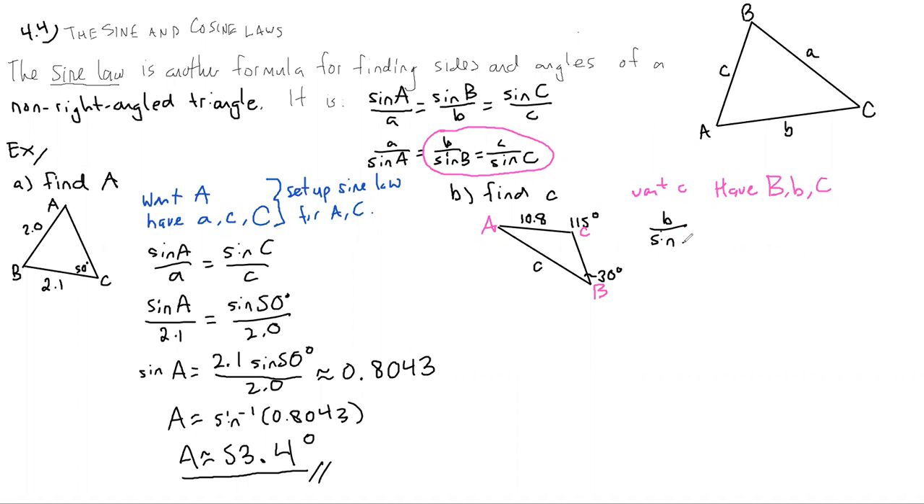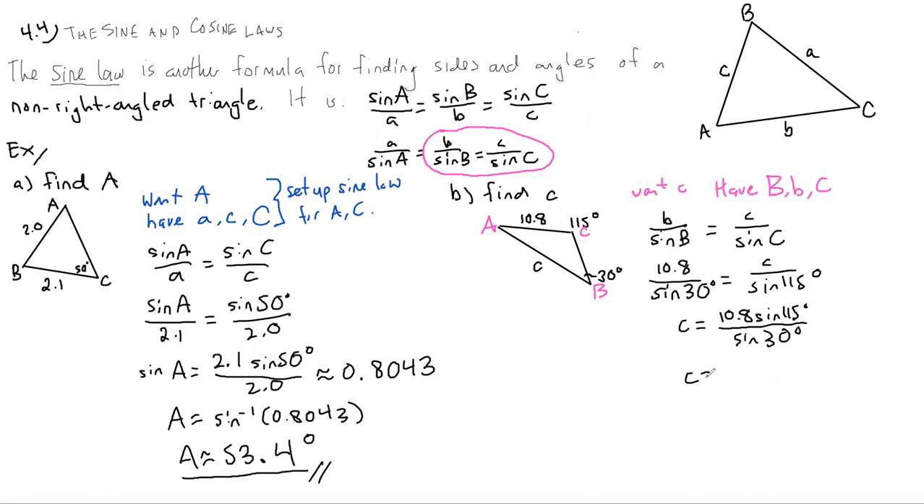So b over sine B is c over sine C. Plug everything in. So I'm going to get 10.8 over sine 30 equals c over sine 115 degrees. So I'll bring the sine 115 degrees up. 10.8 times the sine, divided by sine 30. And I should be able to just plug that in the calculator and it'll give us our answer.